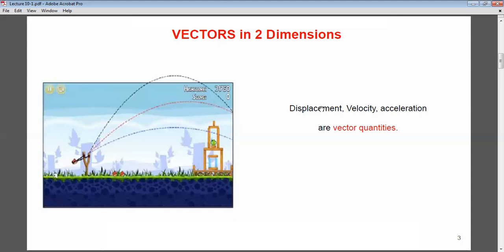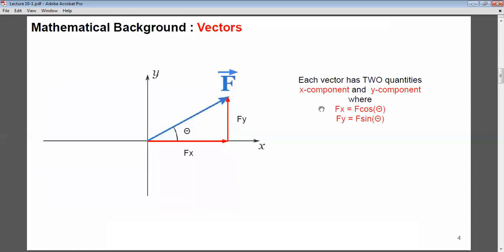vector quantities. So vectors are so important, especially for our lesson here, because now we are studying motion in 2 dimensions. We will be focusing on displacement, velocity, acceleration, how to measure them and how to represent them as vectors. So let's take any vector F.